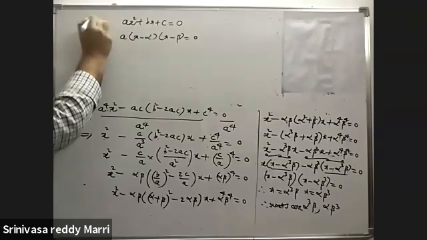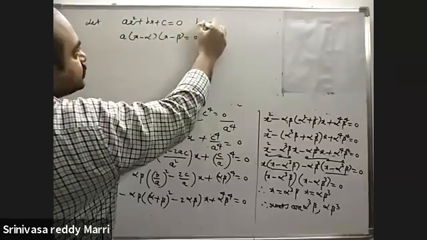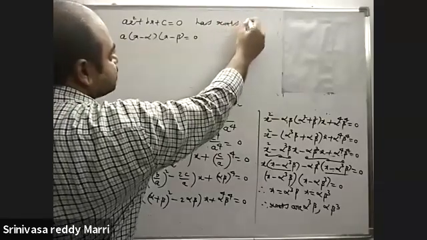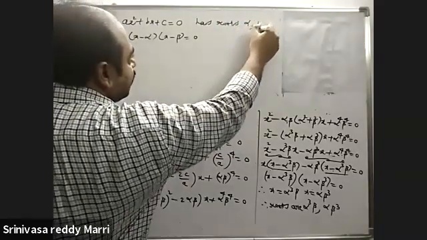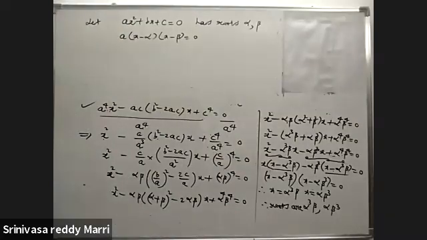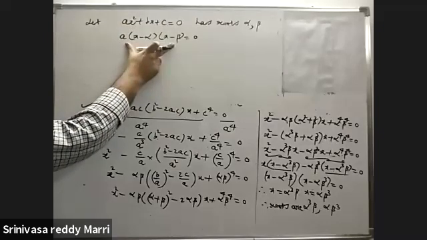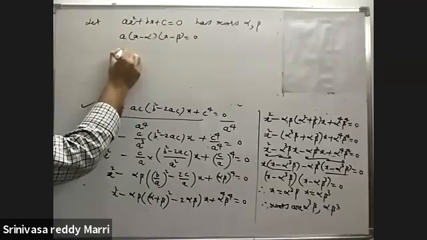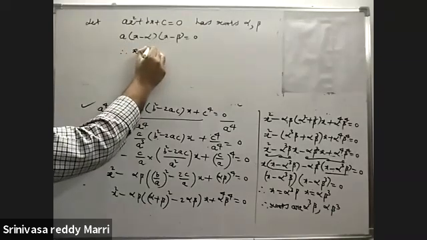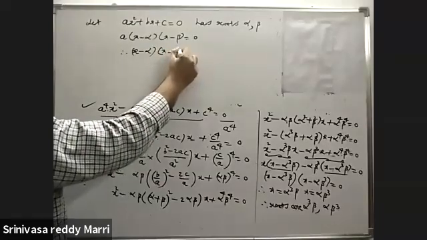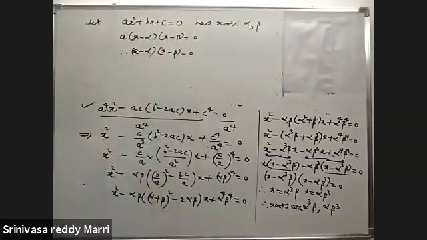Let us say this equation has roots alpha, beta. So this can be factorized like this: a into x minus alpha into x minus beta equal to 0. Therefore, x minus alpha into x minus beta equal to 0.